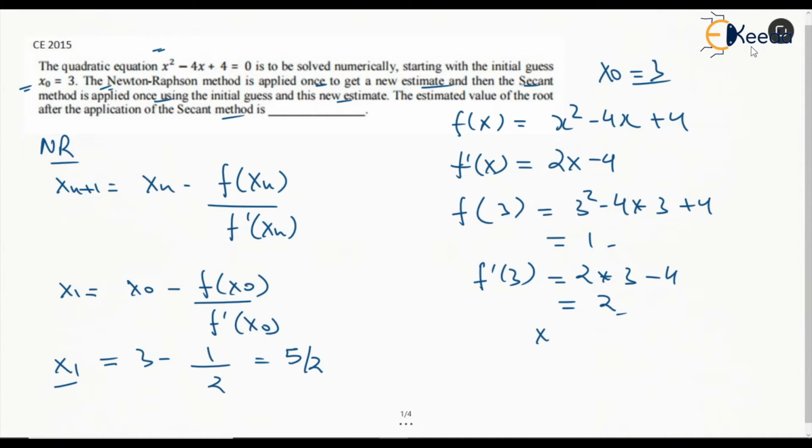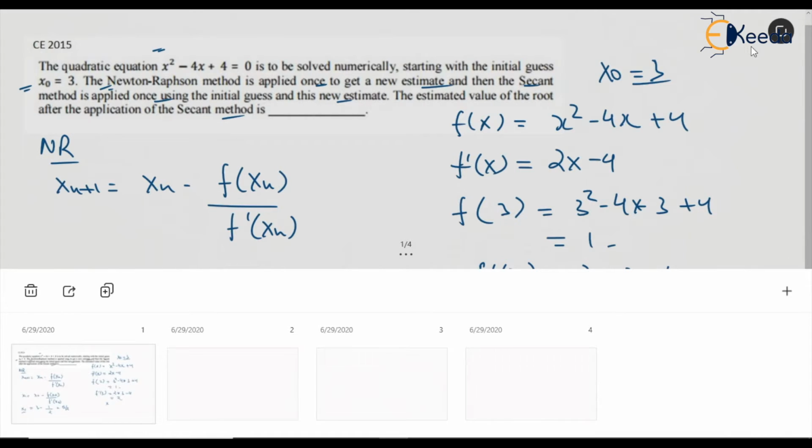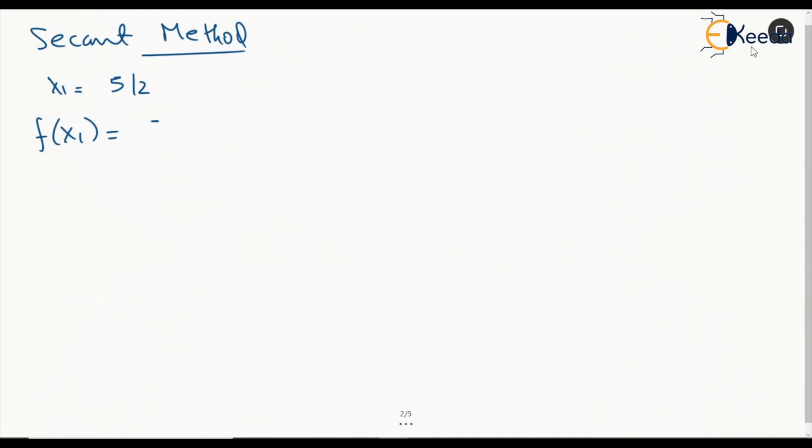Now again we have to apply the second method and find the new estimate. So the second iteration is the second method. These are nonlinear equations, so the best option was, as already mentioned, to apply Newton-Raphson first. So x1 is equal to 5 by 2. Then what is f of x1? This is going to be 5 by 2 square minus 4 into 5 by 2 plus 4, and this comes out to be 1 by 4.